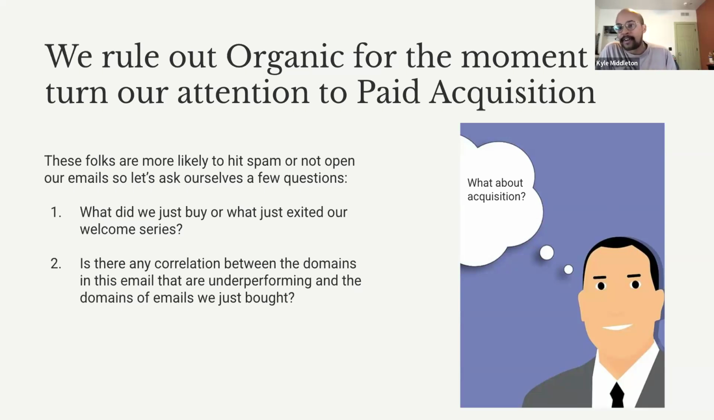So we have to ask ourselves two different questions: who did we just buy, and who just exited our welcome series, if we're running a welcome series that isolates new acquisition from the rest of our list? And is there any correlation between the domains in the email that underperformed and the domains of emails that we just purchased? So did we just buy a lot of domains that are similar to the ones that had poor performance? Those are two questions that we're going to ask ourselves. And then on the next slide, we're going to do some investigating.